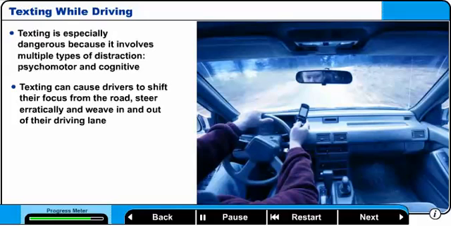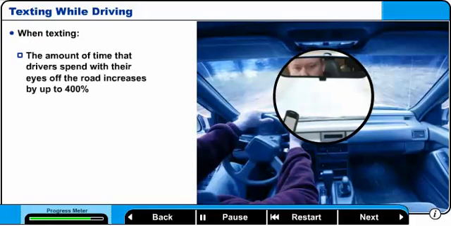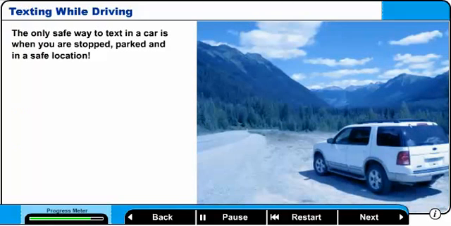To help you understand just how dangerous texting while driving can be, consider these statistics. Recent studies by the American Automobile Association showed that when texting, the amount of time that drivers spent with their eyes off the road increases by up to 400%. And the number of incorrect lane changes increases over 135%. Also, the risk of a car accident increases by 50% for people who text while driving. The only safe way to text in a car is when you are stopped, parked, and in a safe location. As a result of this dangerous distraction, many states ban texting or even talking on a cell phone while driving.